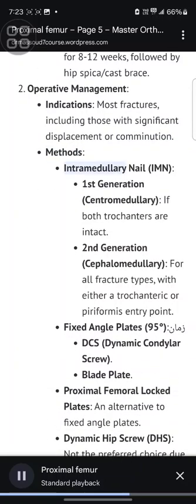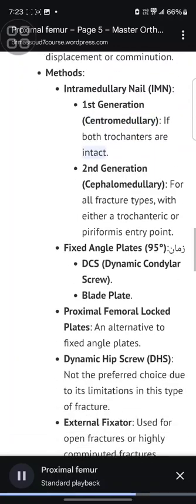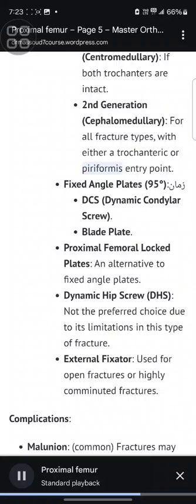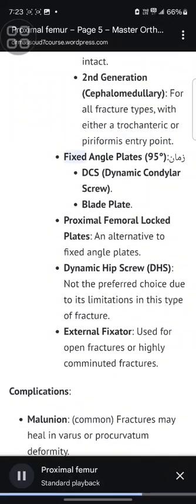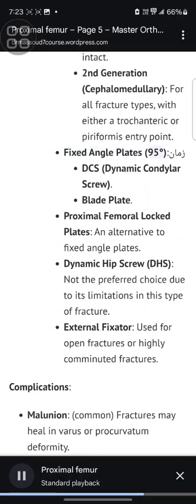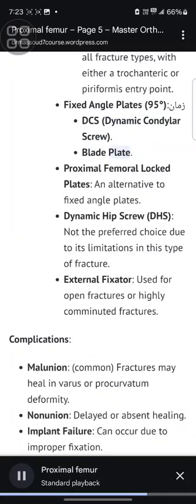Methods. Intramedullary nail, IMN. First generation, centromedullary, if both trochanters are intact. Second generation, cephalomedullary, for all fracture types, with either a trochanteric or piriformis entry point. Fixed angle plates, 95 degrees. DCS, dynamic condylar screw. Blade plate.